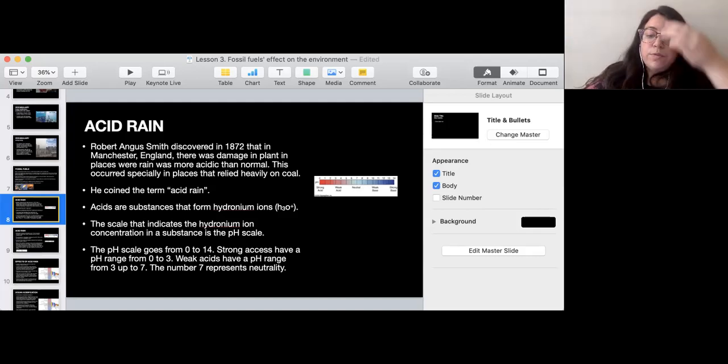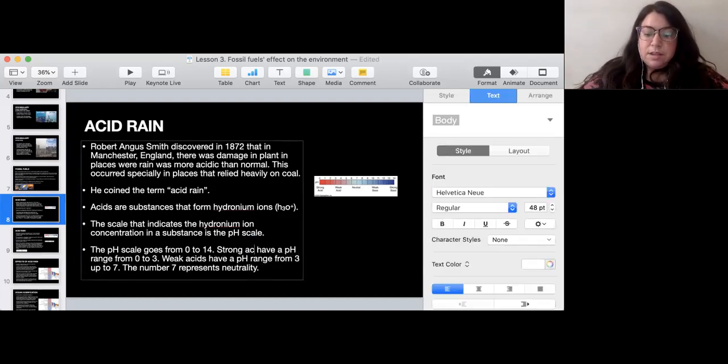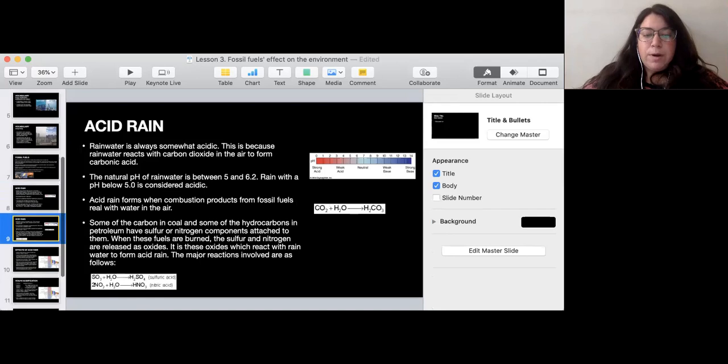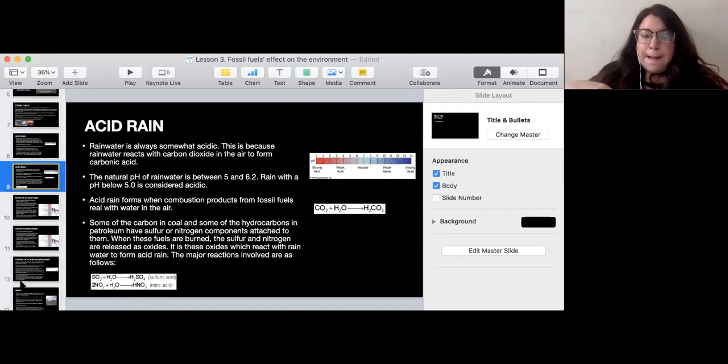It goes from 0 to 14. Strong acids have a pH range from 0 to 3, weak acids from 3 to 7, and 7 represents neutrality, and then from 8 to 14 are bases. Rainwater is a little bit acidic, but thanks to pollution, it becomes way more acidic, and that affects buildings. It affects building materials and affects nature, especially plants and animals.